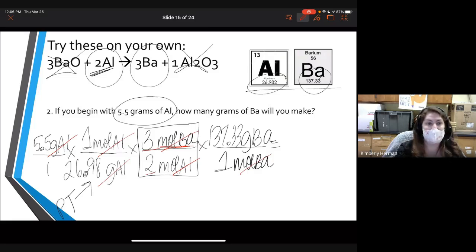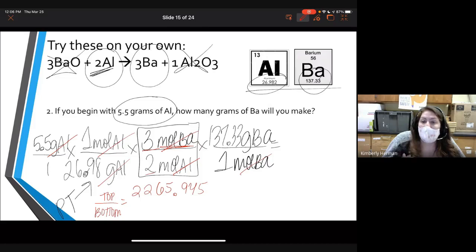So this one, we'll see our mole ratio was not able to cancel out with a 3 and a 2, so we're going to have to find our top answer, and then we'll have to find our bottom answer, and then divide top by bottom. So let's find our top first. So 5.5 times 3 times 137.33. And we'll see we get a rather large number, 2265.945. And then we have to do the bottom.